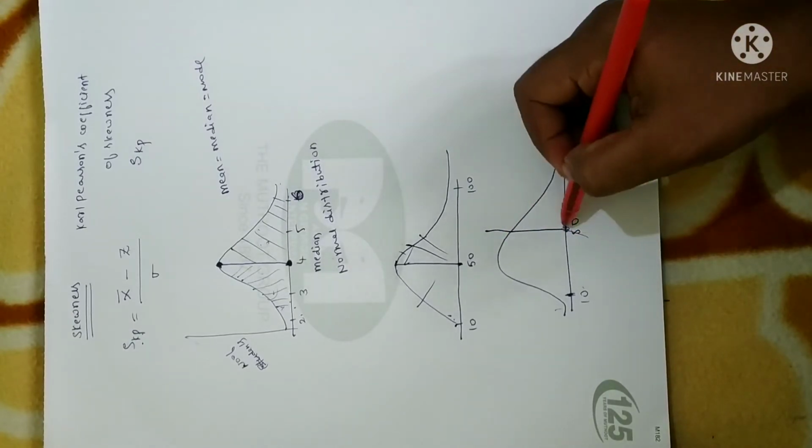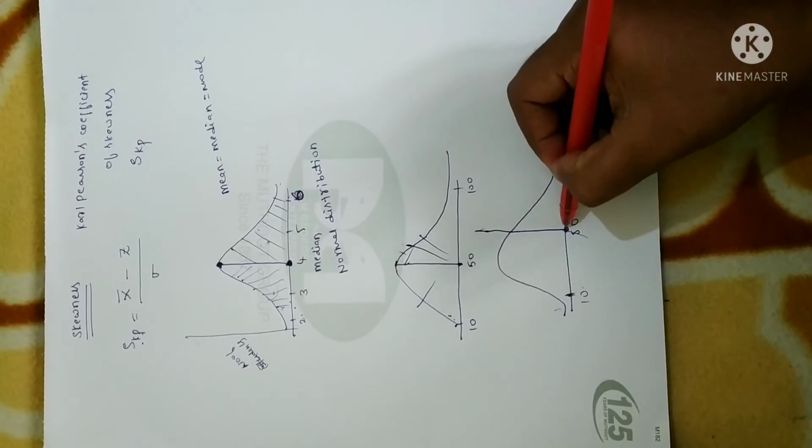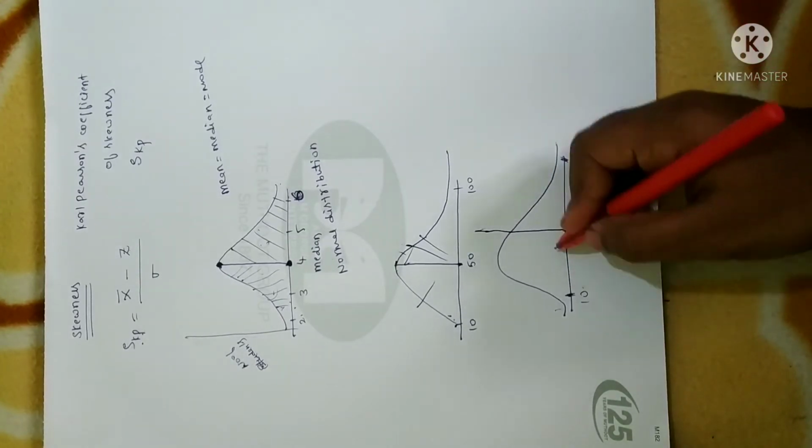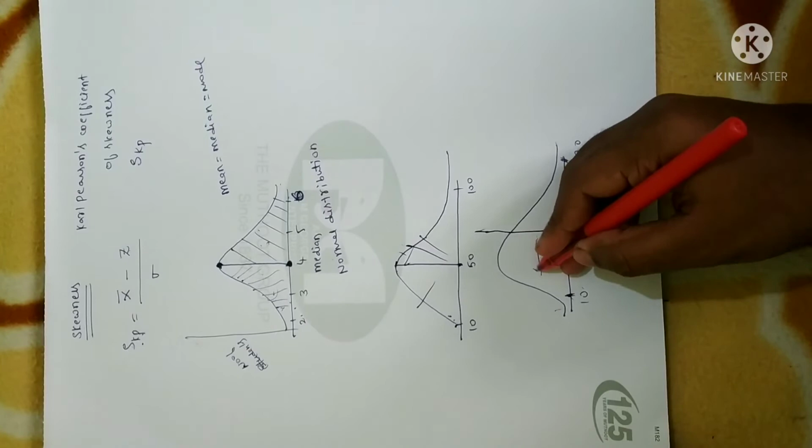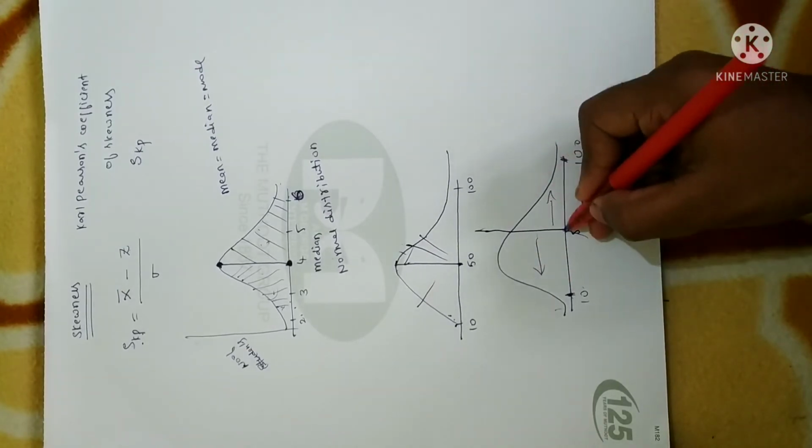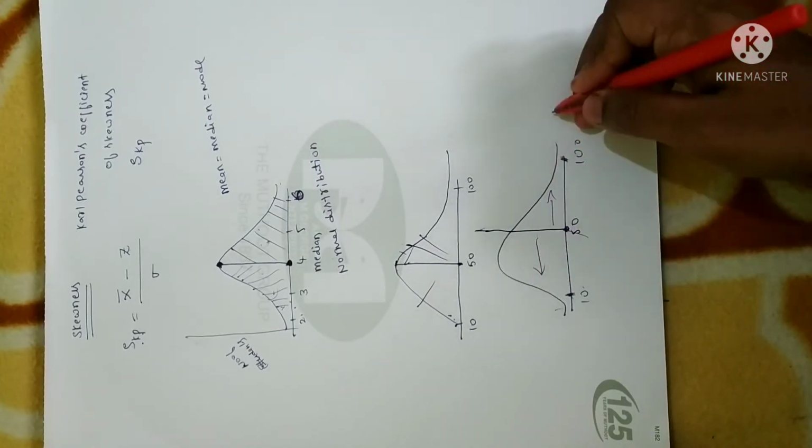In this case we can see that the central tendency is 50. The number of persons who earn 10,000 is more when compared to the number of persons who earn more than 50,000. Right.